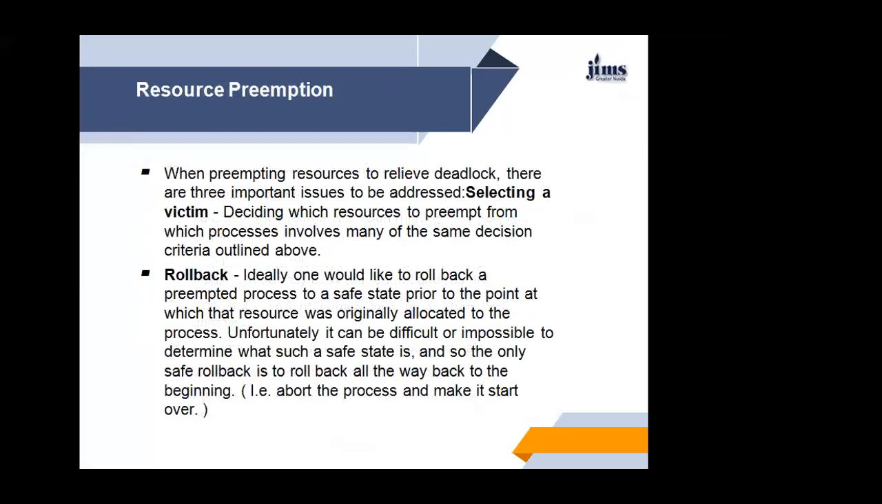Now resource preemption. When preempting resources to relieve deadlock, there are three important issues to be addressed. Selecting a victim, deciding which resources to preempt from which process. Rollback, that is, ideally one would like to roll back a preempted resource to a safe state prior to the point at which that resource was originally allocated to the process. Unfortunately, it can be difficult or impossible to determine what such a safe state is, and so the only safe rollback is to roll all the way back to the beginning.